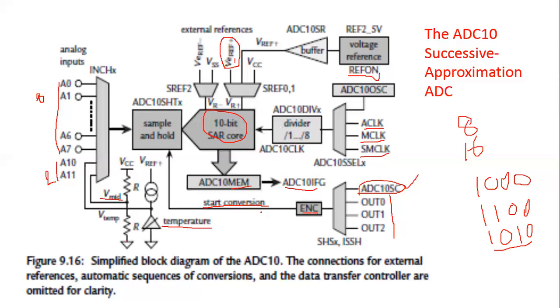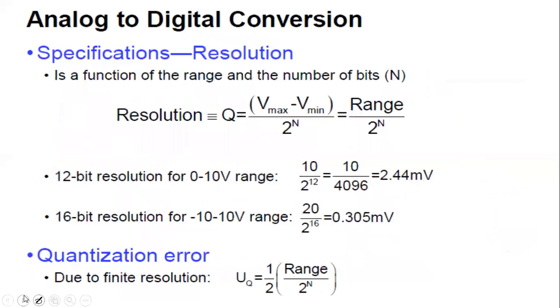This process starts by using start of conversion with 4 signals. The SAR, successive approximation register, has 4 clocks: one is the internal clock, and the others are the A clock, M clock, and SM clock with different frequencies. That is a simple, brief description of your ADC. In this ADC, we mainly have 2-mark questions.